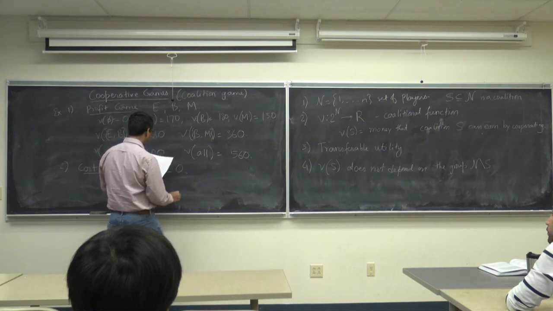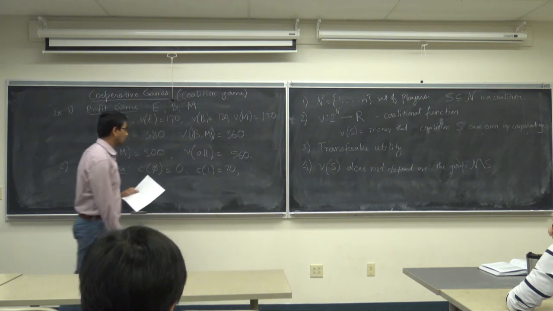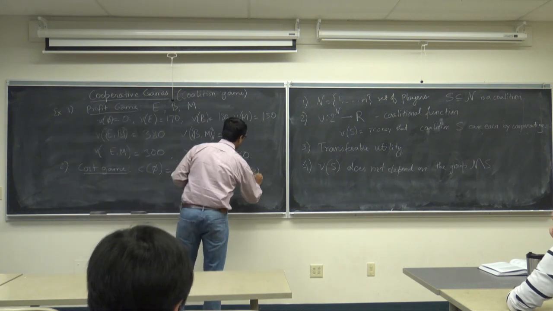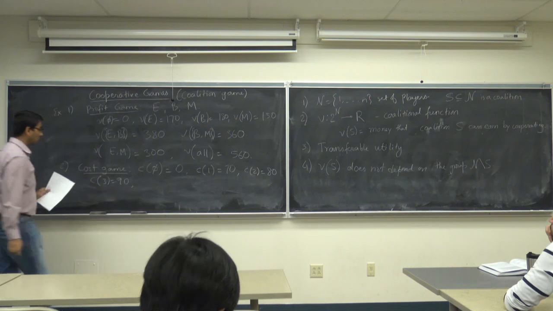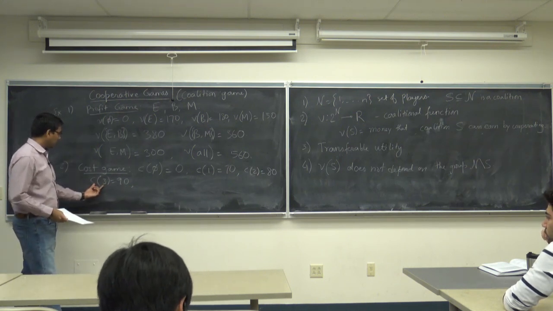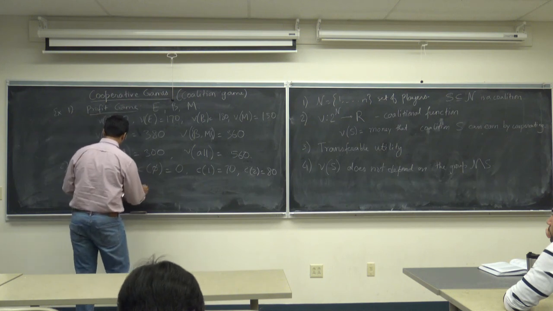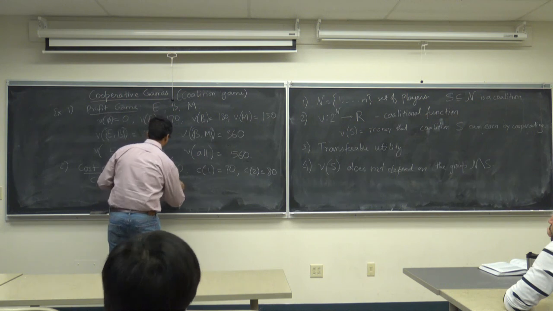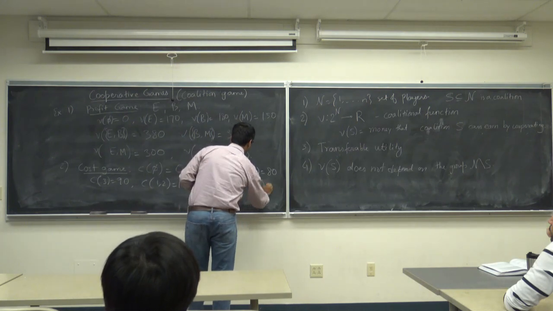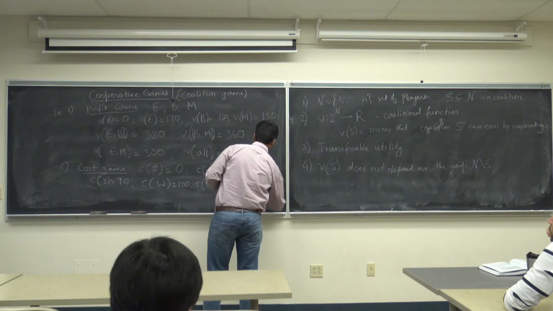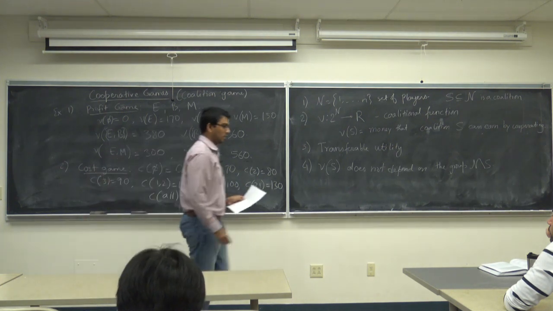No one builds any power plant, the cost is zero. If country one builds a power plant in its own land, the cost is $70, C2 is $80, C3 is $90. That's the cost of installing a generator in country 3 for meeting the needs of country 3. And then you can have C(1, 2) as 100, C(2, 3) equals 100, C(3, 1) equals 130, and C(all) equals 180.